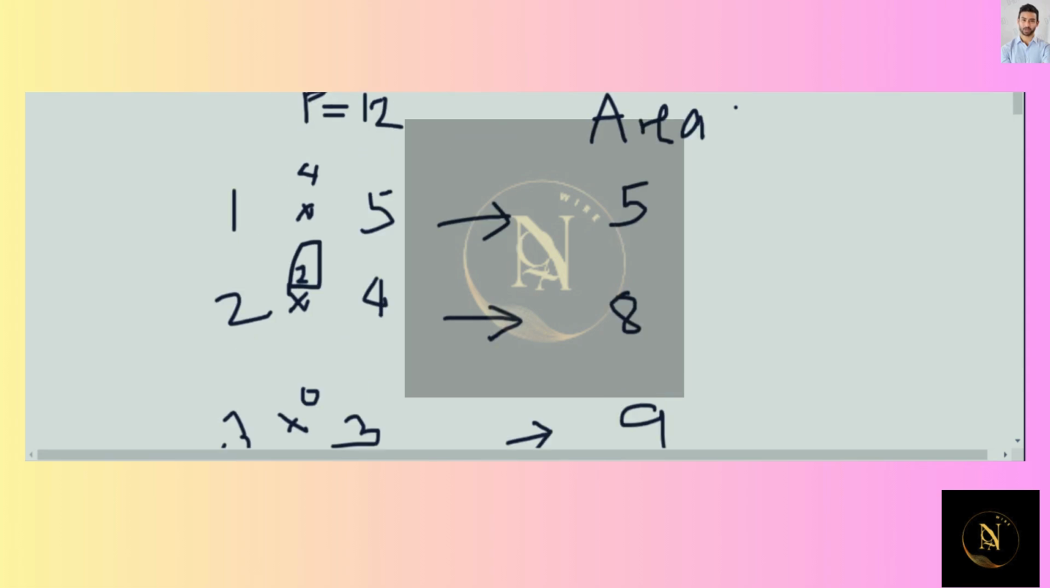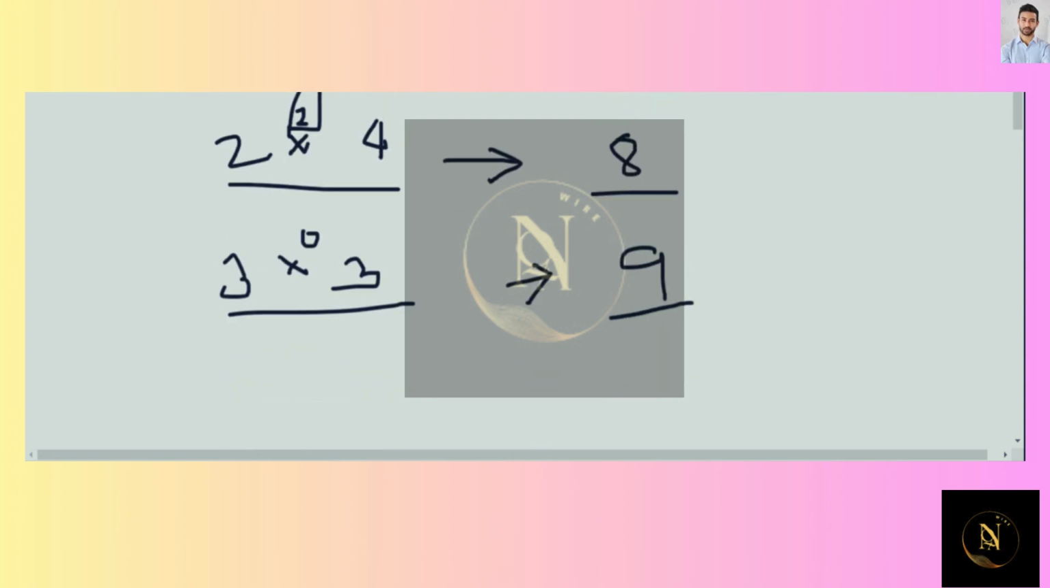Its gap is 2, which makes it greater than a rectangle with a gap of 4, right? 5 minus 1 is 4, 4 minus 2 is 2. The area of 2 by 4 is 8, but the area of 1 by 5 is 5. So 8 is greater than 5, and 9 is greater than 8.